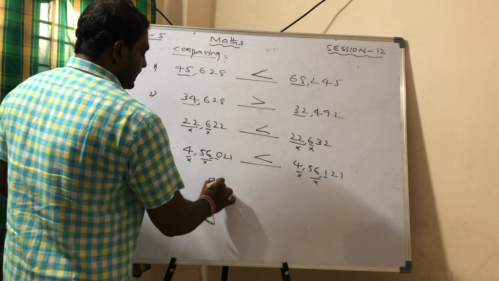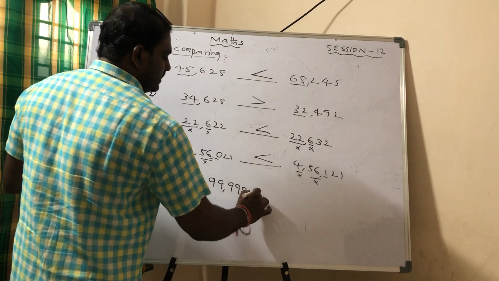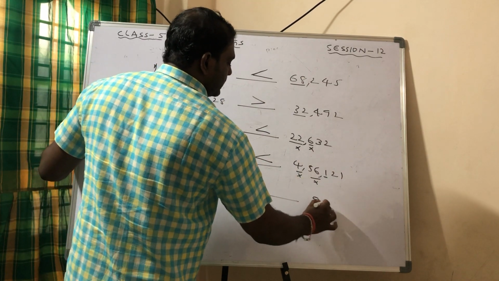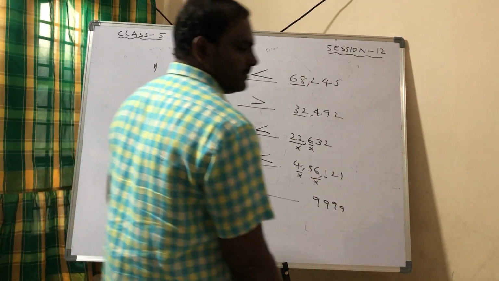Last question. 99,999 and 9,999. Which is bigger?